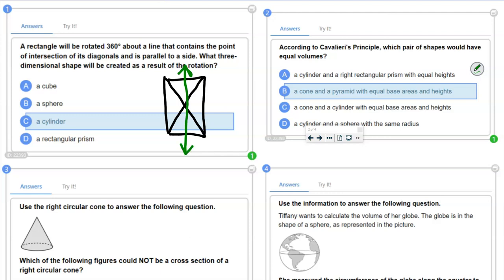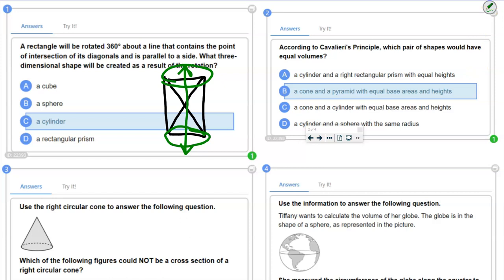So if you're rotating this around 360 degrees around that line, which is basically a line of reflection, then you're going to get a cylinder, right? So this is going to end up being circular around here, right? Both ends here, okay? Number 2 says, according to Cavalieri's principle, which pair of shapes would have equal volumes?